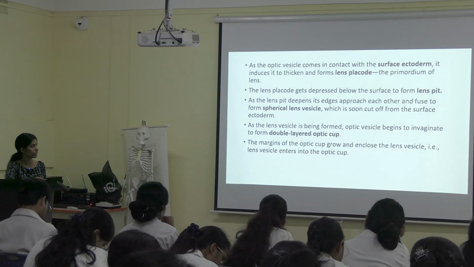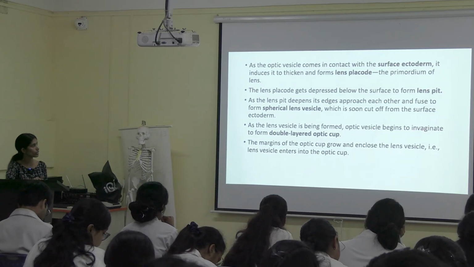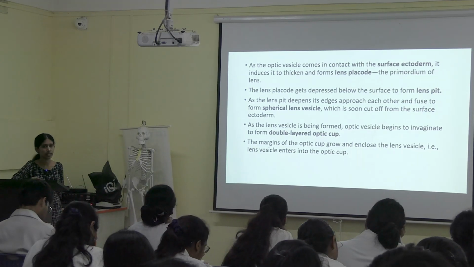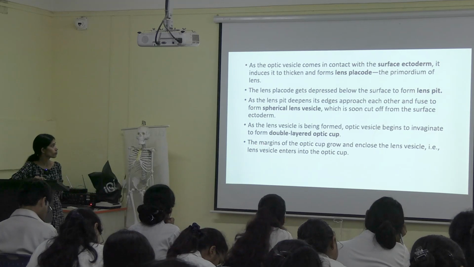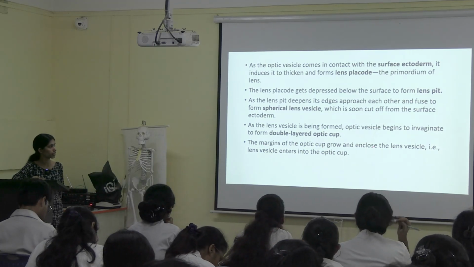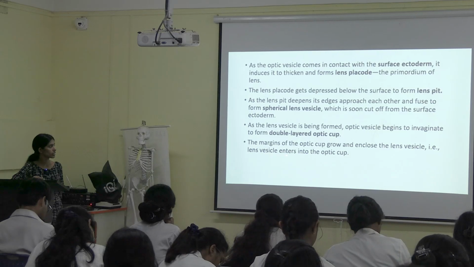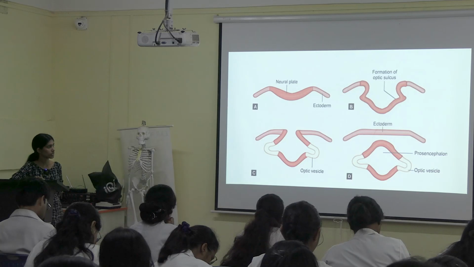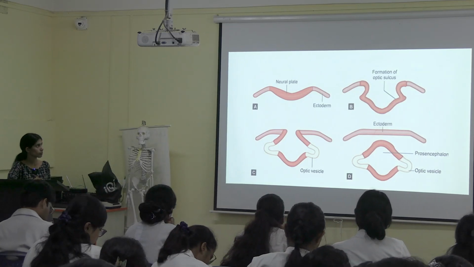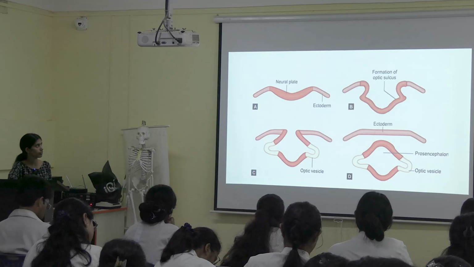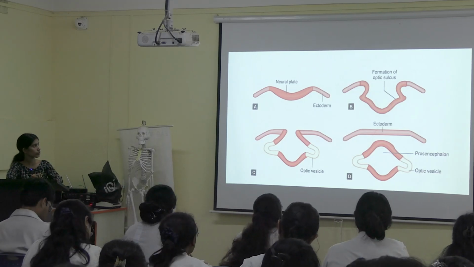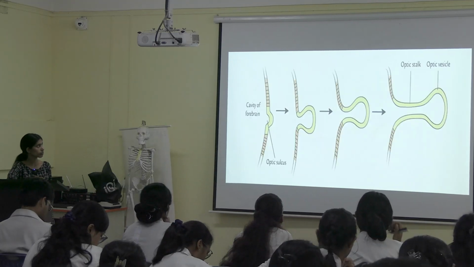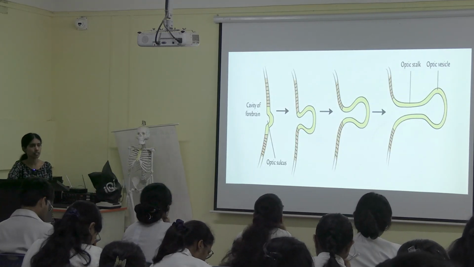As the lens vesicle is being formed, the optic vesicle begins to invaginate to form the double layered optic cup. Remember, the optic cup which is formed here is a double layered structure. The margins of the optic cup grow and enclose the lens vesicle, that is, the lens vesicle enters into the optic cup region. You can see the structure here. Compare the diagrams with what I have written. This one is for the formation of your optic vesicle and this one is for the formation of your lens part.